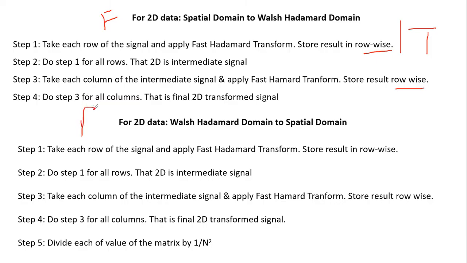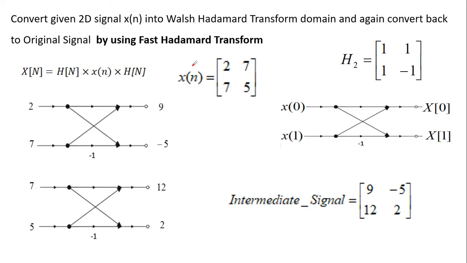So for reverse we also require to do the same things, only the last step gets added. As it is a two dimensional signal, at last we are taking the answer by normalizing with 1 by n square. So we only require to remember this step, otherwise all steps are the same for forward and reverse.